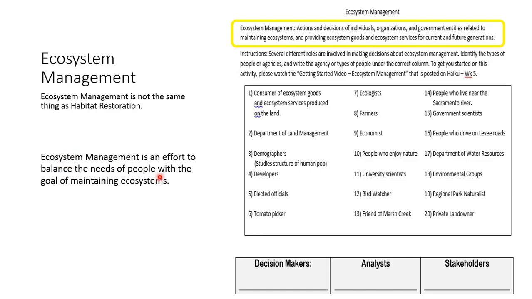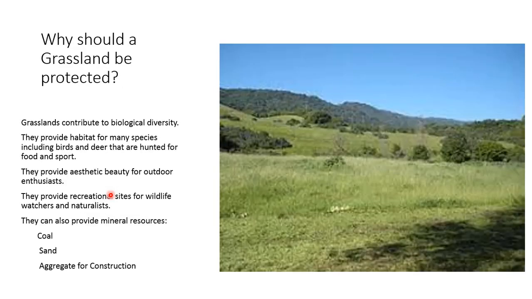Ecosystem management is an effort to balance the needs of people with the goal of maintaining the ecosystem. So it's balancing the needs and wants of people with hopefully keeping an ecosystem healthy, or at least balanced. So why should a grassland be protected? Why do we need it to be maintained?